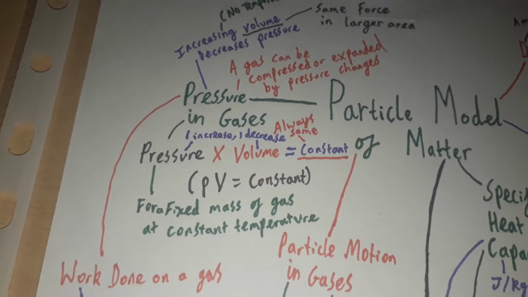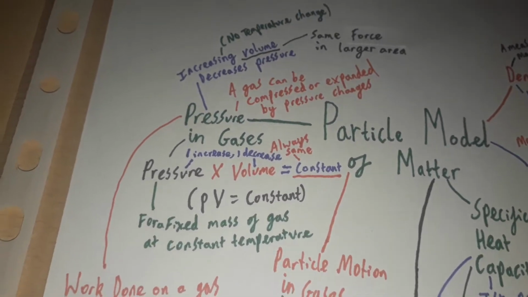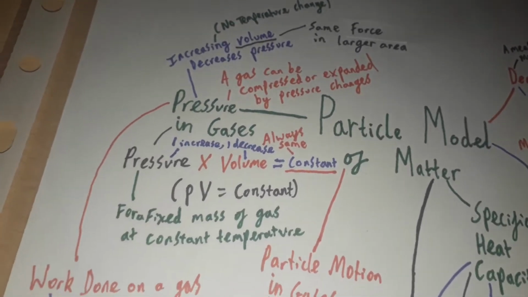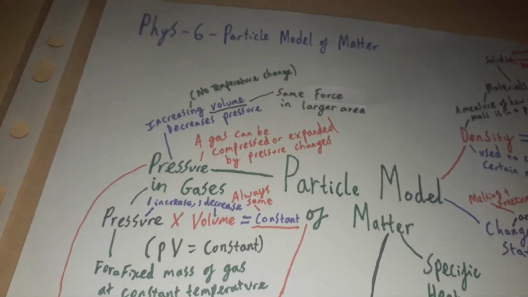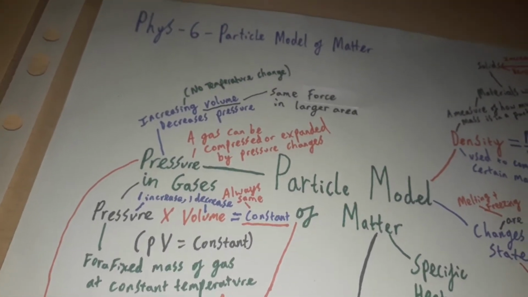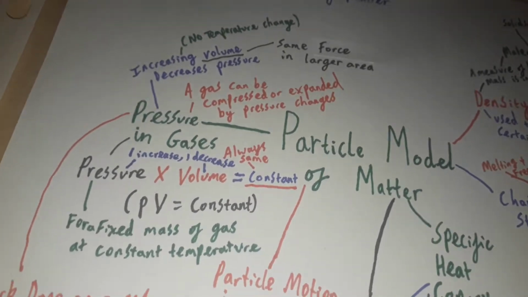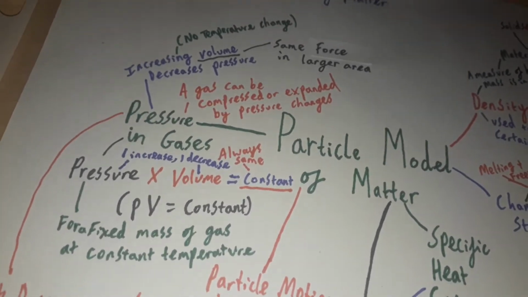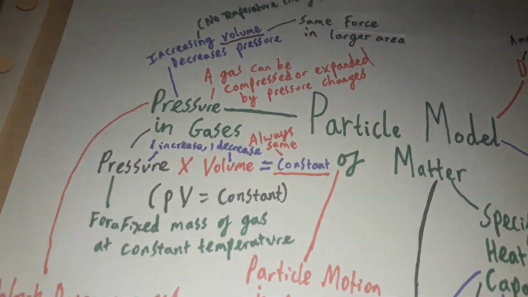So the equation for pressure in gases is pressure times volume equals constant. And the constant is always the same and will normally be given to you. And it will be given to you as an equation fully completed, and you'll normally just have to put a different number in one of them and change another number. So because the constant is always the same, that means that one of these two will increase and one of these will decrease.